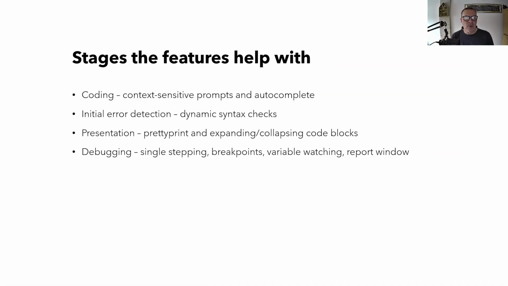They help with different aspects of software development. For example, coding is helped by things like context-sensitive prompts and autocomplete. Initial error detection can be helped by dynamic syntax checking. General presentation is helped by things like pretty print and expanding and collapsing code blocks. And debugging is helped by single stepping, breakpoints, variable watching, and report windows.